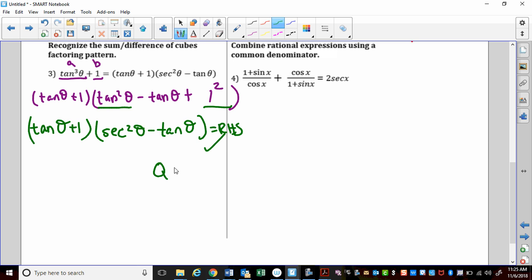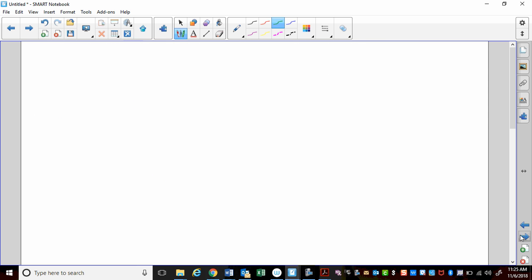That one was a little bit shorter, actually. I want you guys to try this one using a common denominator. So make this one a common denominator. Multiply this one by cosine over sine, and this one by 1 plus sine over 1 plus sine, and try it out. If you have any questions, let me know.